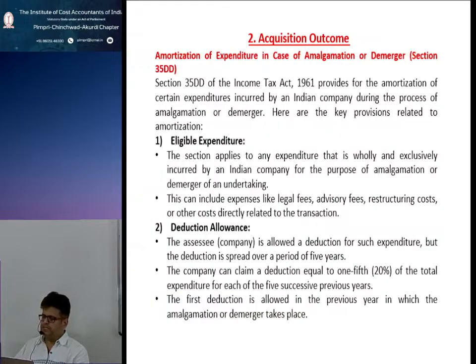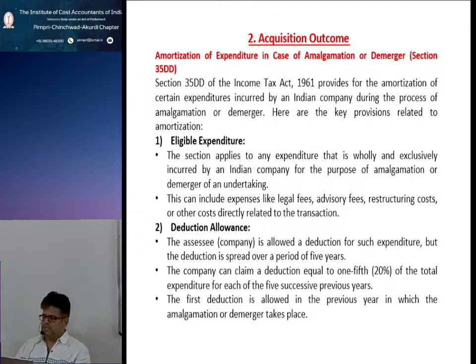Then there are specific benefits, amortization of expenditure in case of amalgamation or demerger, section 35DT. So section 35DT of the Income Tax Act 1961 provides for the amortization of certain expenditures incurred by an Indian company during the process of amalgamation or demerger. Here are the key provisions related to amortization. Eligible expenditure, the section applies to any expenditure that is wholly or exclusively incurred by an Indian company for the purpose of amalgamation or demerger of an undertaking. This can include expenses like legal fees, advisory fees, restructuring costs, or other costs directly related to the transaction.